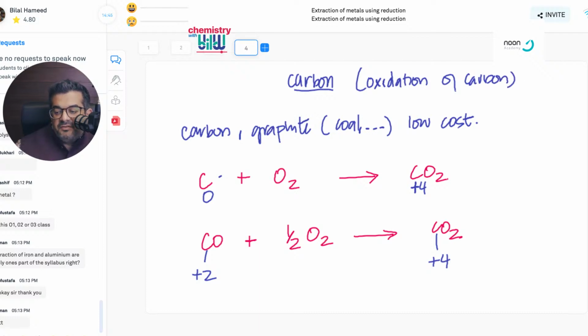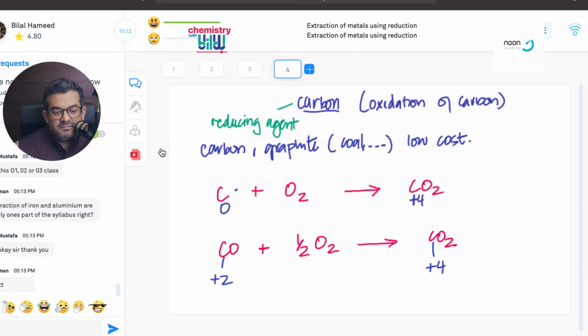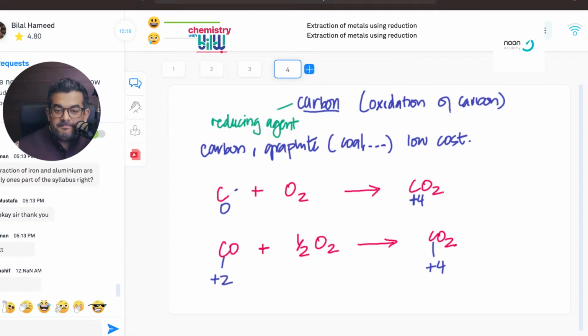Because when we use the oxidation of carbon, we are using it as a reducing agent. What's a reducing agent? It reduces some other substance, but itself gets oxidized. That's what a reducing agent is. So far following?